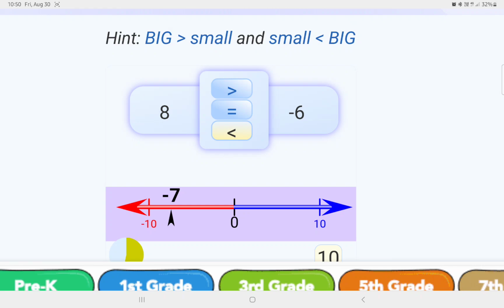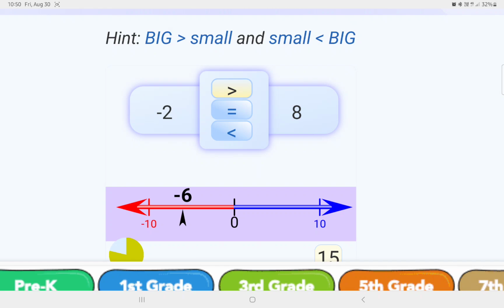Okay, another one. Here, let's look at 8. Once again, 8 is here, and the negative 6 is here. So, which one is on the right side of the number line, that would be greater? So, in that case, when you compare, 8 is greater than negative 6.